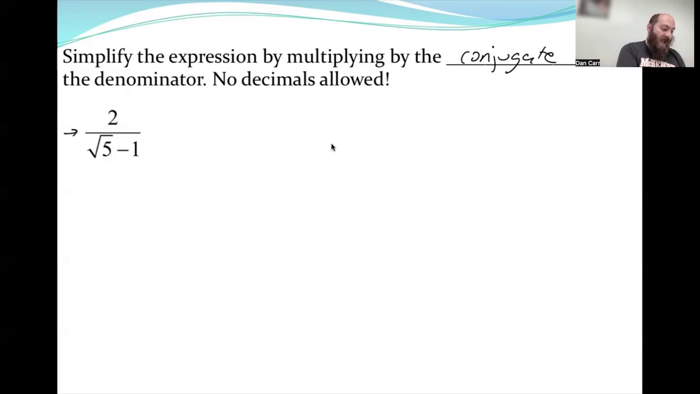When we want to simplify a radical expression like this, that's in a fraction, we want to do the same thing. We have to multiply by the conjugate of the denominator.